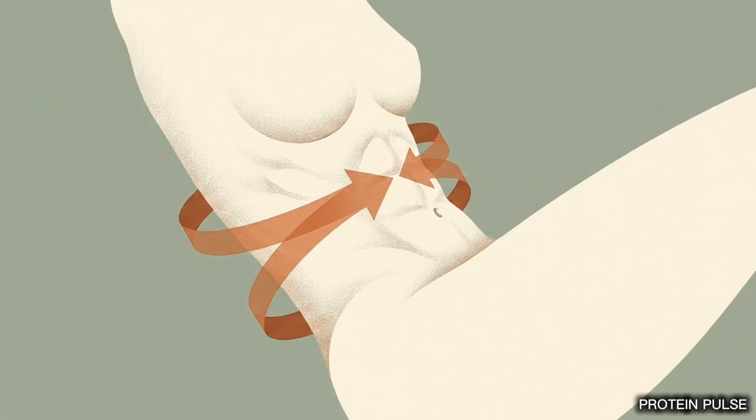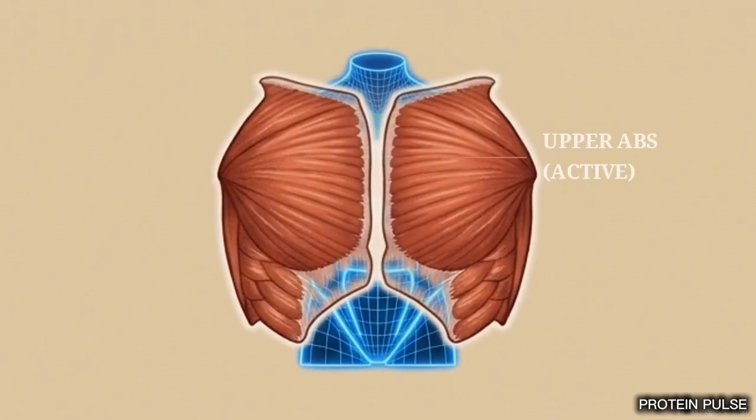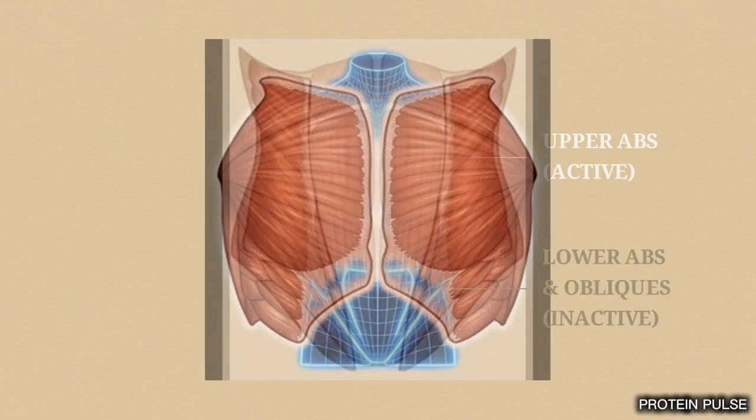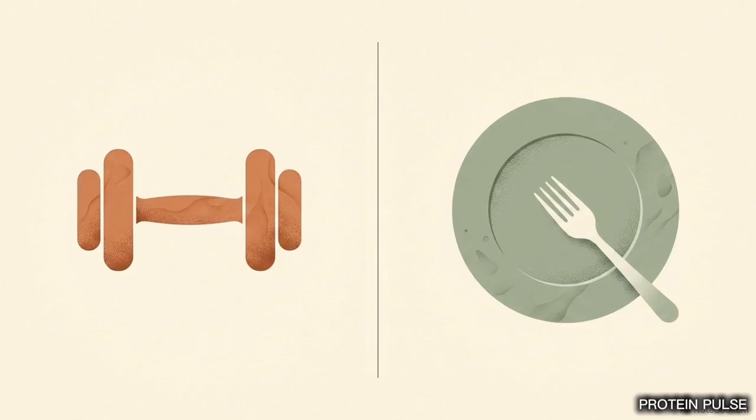The standard crunch is a highly restricted mechanical movement. It primarily activates just the topmost section of the abdominal wall, ignoring the vast majority of the core's muscular anatomy. Achieving a visible core is not a matter of finding one magic exercise. It requires satisfying two entirely distinct biological conditions.